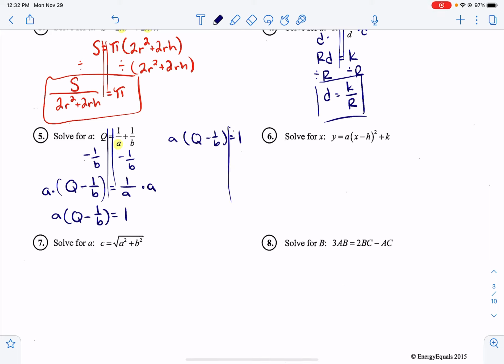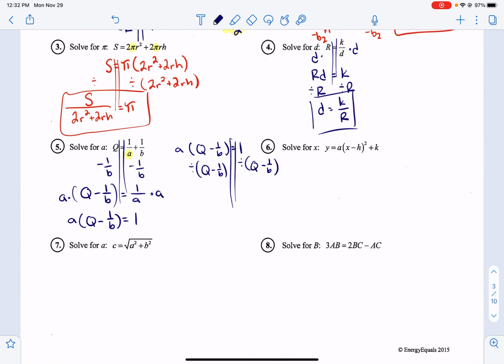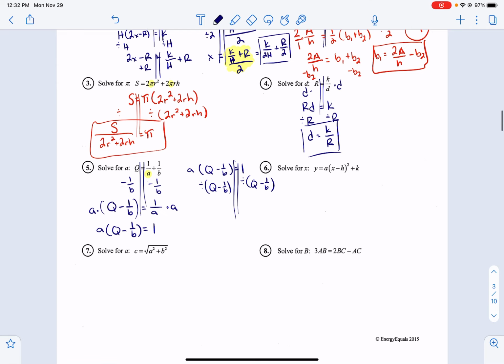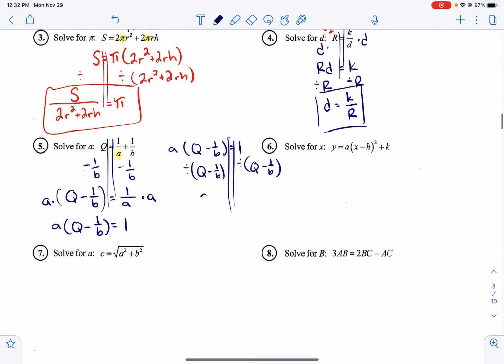I want to divide both sides by that entire parenthesis. Because right now I'm multiplying by that entire parenthesis, so let's divide by it. So A equals 1 divided by Q minus 1 over B. So that's one version of the answer. That right there is probably going to get you most of the points. It might even get you all the points.